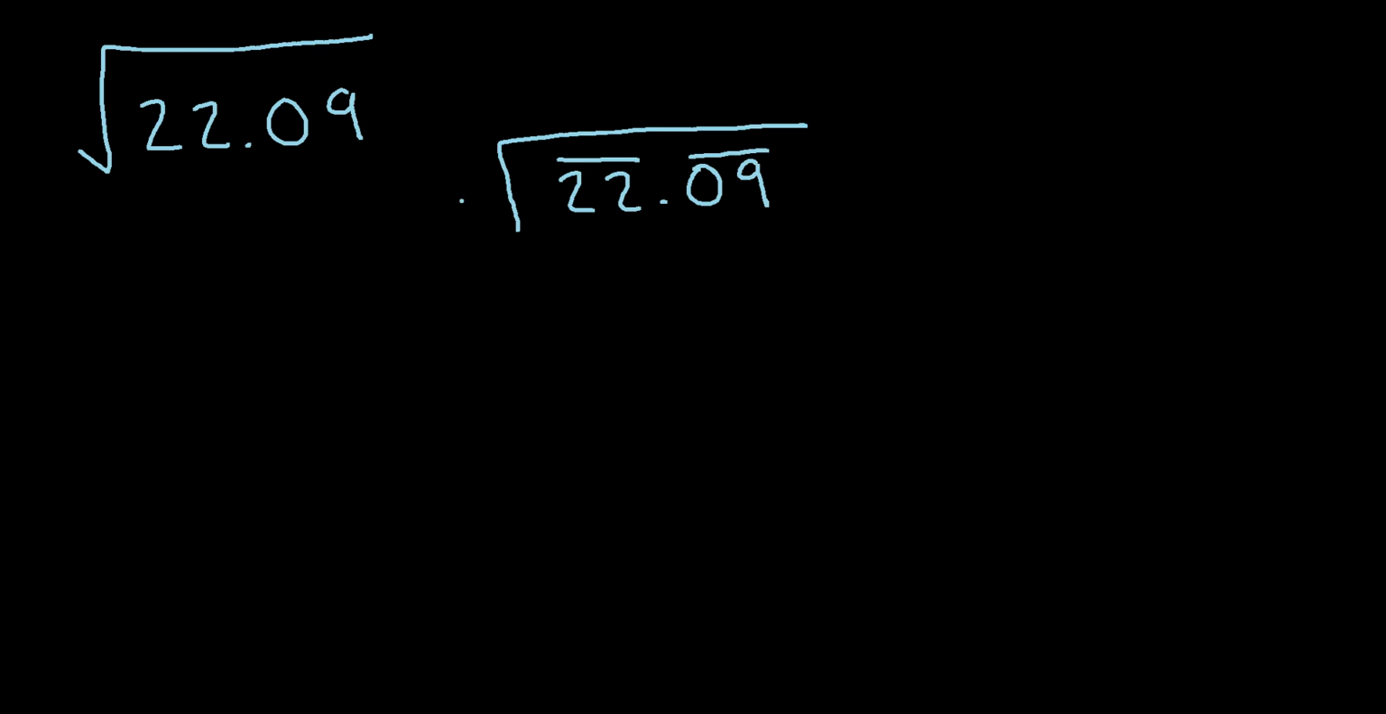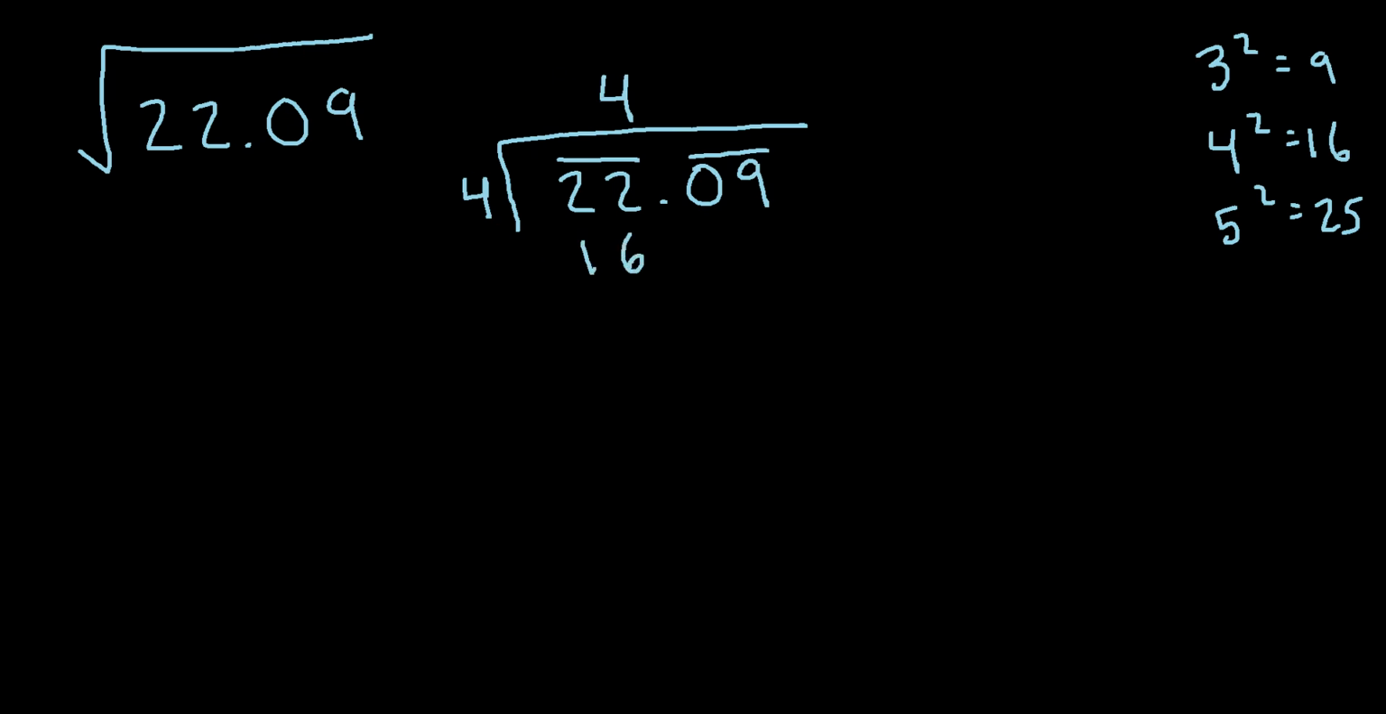So the first step is we need to ask ourselves, what number squared gets us close to 22 without going over? If we think about 3 squared, that's 9. 4 squared, that's 16. 5 squared, that's 25. So 5 is too much because it puts us over 22. So it looks like we're going to use the number 4 because that gets us closest to 22 without going over. So we'll put a 4 right here, and whatever number we put right here, we also have to write up here. Then, just like in ordinary long division, what is 4 times 4? That's 16. So we'll write that right here. And then we'll do 22 minus 16.